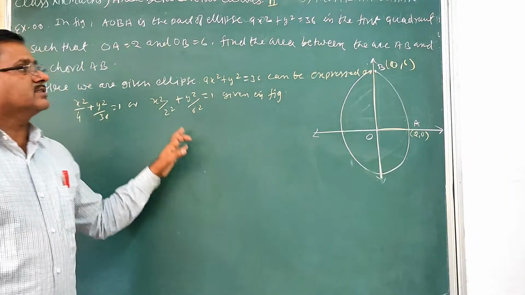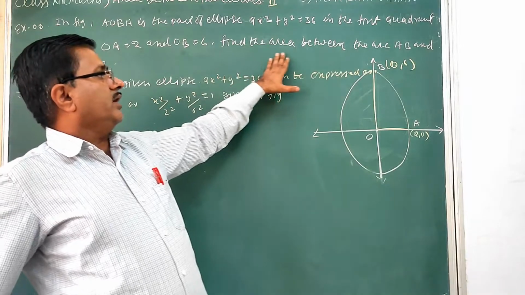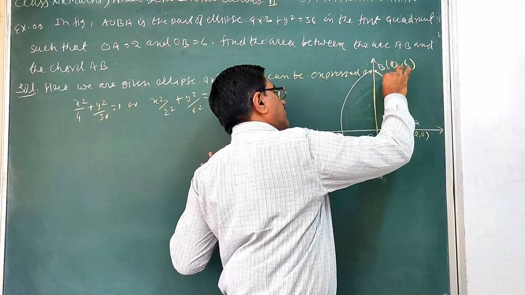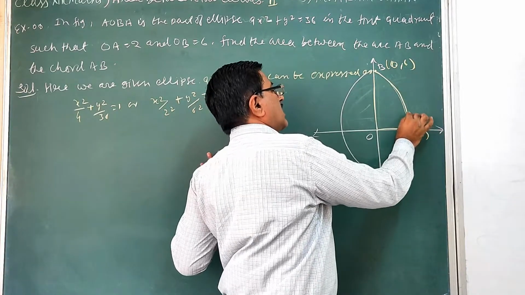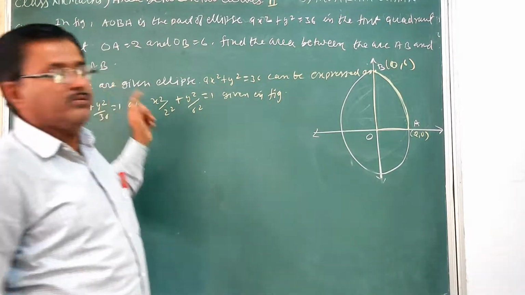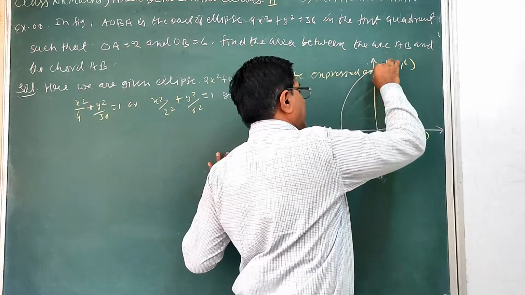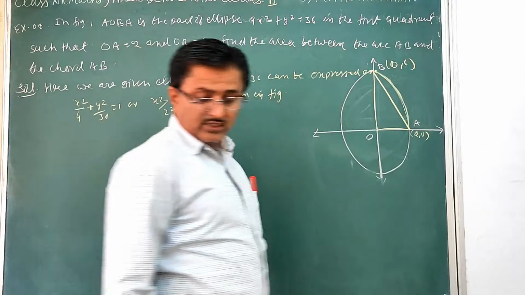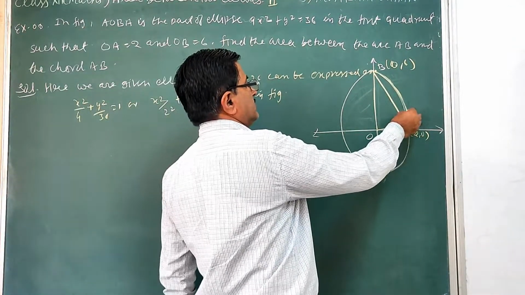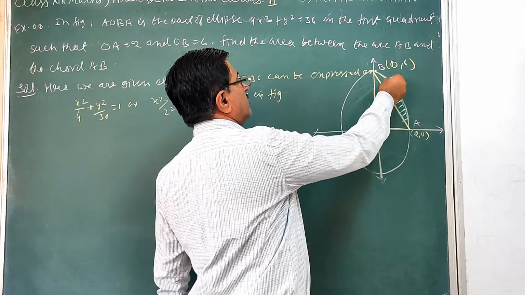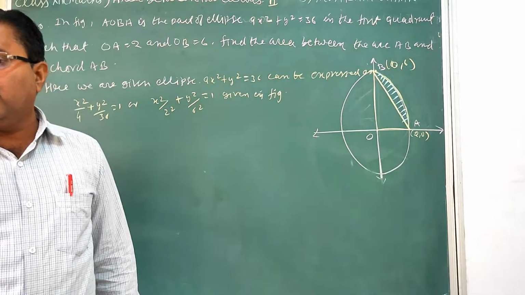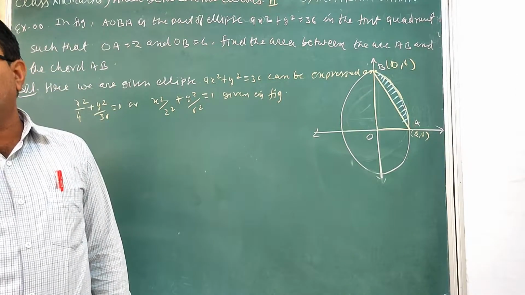Now the question says you have to find the area between the arc AB and the chord AB. Arc AB means the part of the ellipse, this is the arc AB, and chord means the straight line between A and B. So this small part is the area we want to find out.